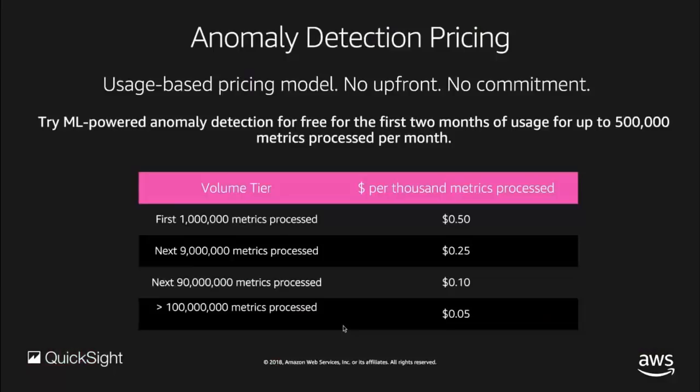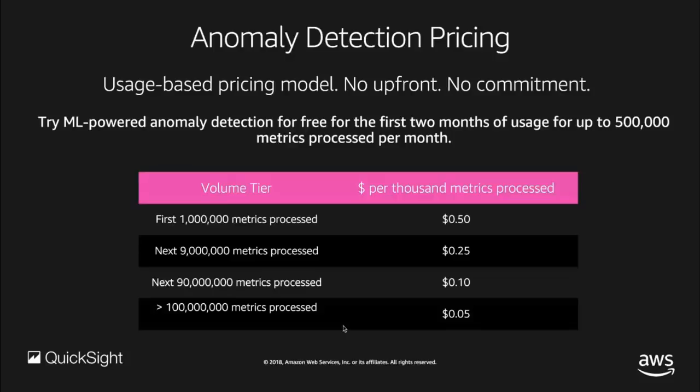Okay, so of the three features that we just talked about, forecasting and narratives are offered for free as part of the enterprise edition of Amazon QuickSight at no additional cost. So you'll get those functionalities. If you're on enterprise edition, you can start using them.